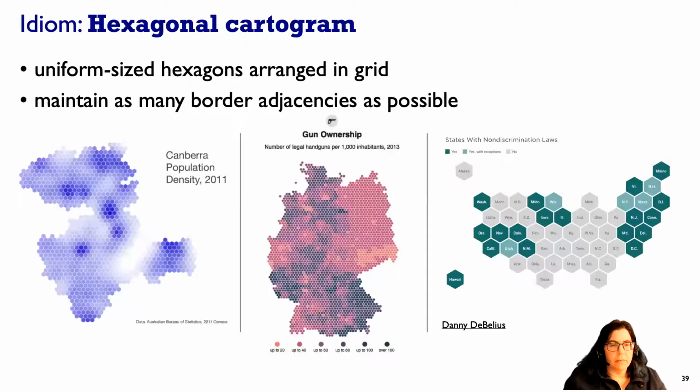And finally, a hex cartogram, a hexagonal cartogram, is also the idea of a grid, but it's uniform sized hexagons. And so then you really are able to maintain quite a few border adjacencies between the hexagons. Here we see a few examples, including one of the same ones of the US, of these hex cartograms.